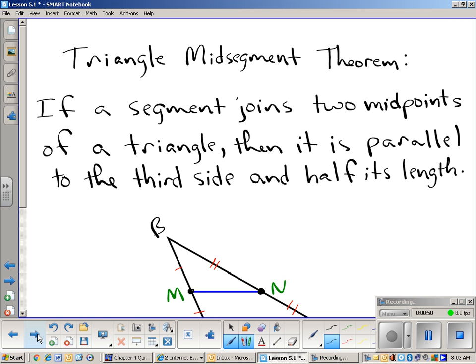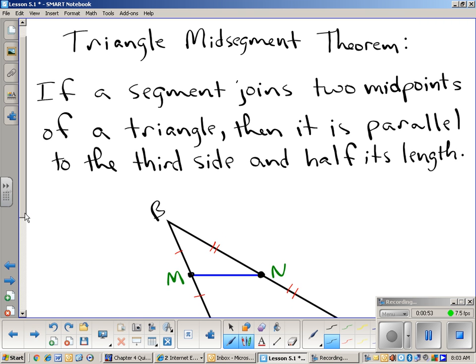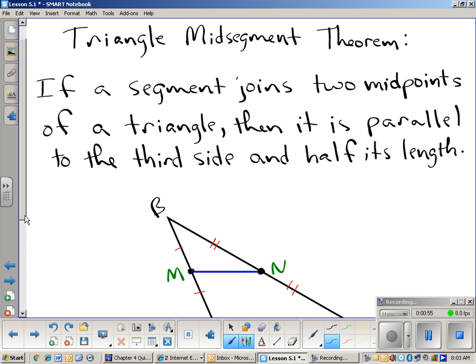Triangle mid-segment theorem. I'll read it with you because it's in my writing. If a segment joins two midpoints of a triangle, then it is parallel to the third side and half its length. So if a segment joins two midpoints of a triangle, in other words, if it's a mid-segment, then it is parallel to the third side and half the length of the third side. Okay?